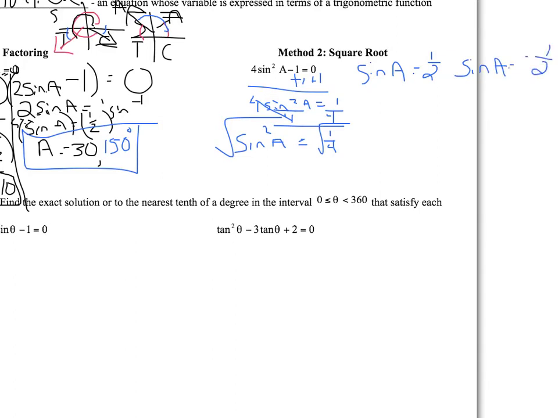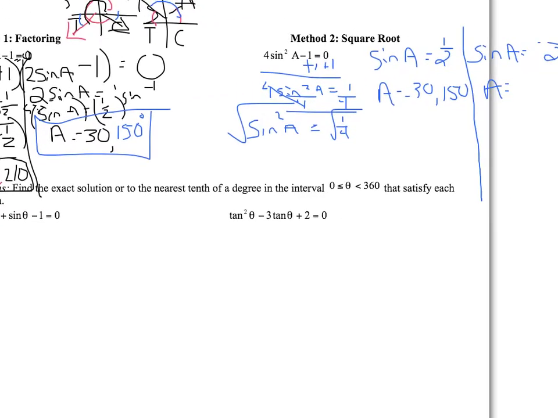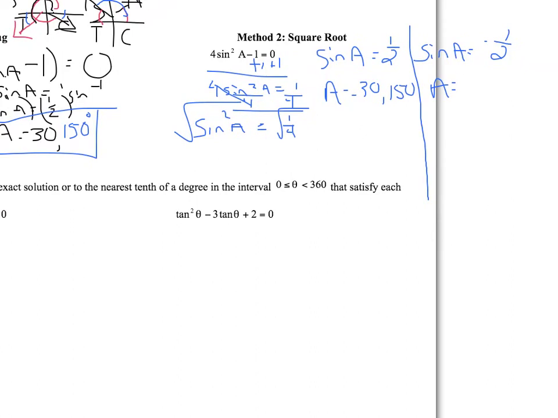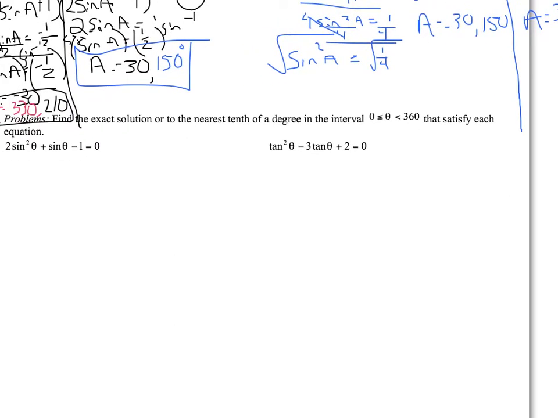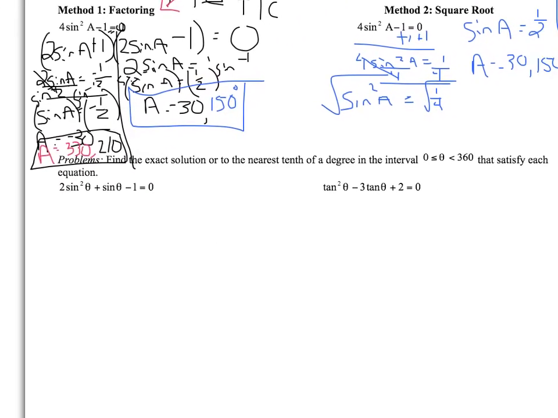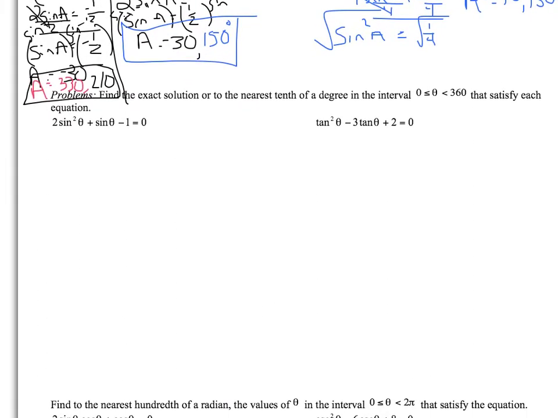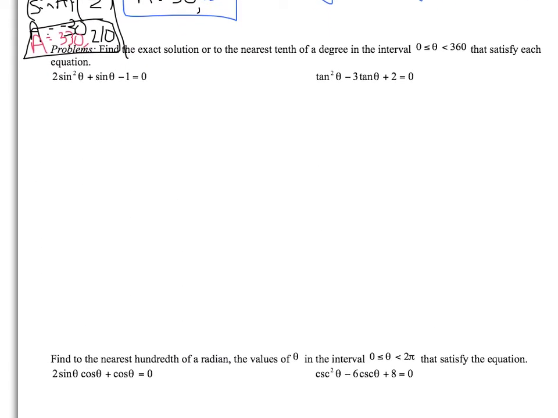Positive or negative answers. I'm not going to go through the whole process again because we did it already on the left-hand side, but when sine of A was 1/2, A was equal to 30 and 150, and when sine of A was equal to negative 1/2, A was equal to 330 and 210. So 2 different methods to solve the same thing. We are mainly going to use the factoring method today because we don't have any where we could use the square root method. I'm going to skip the second one.